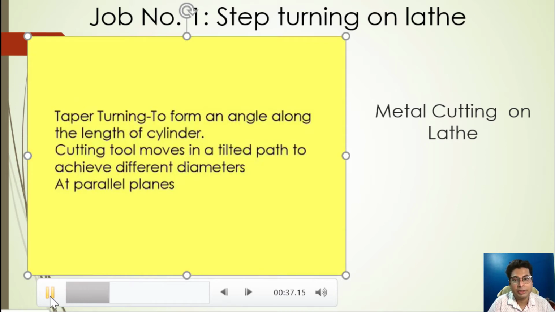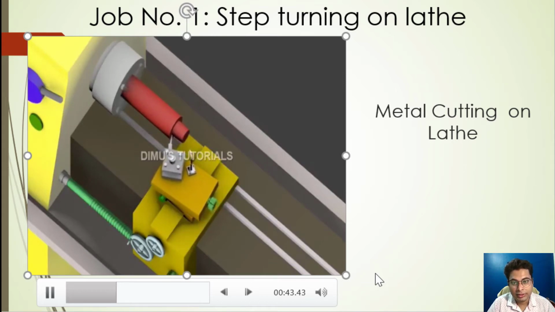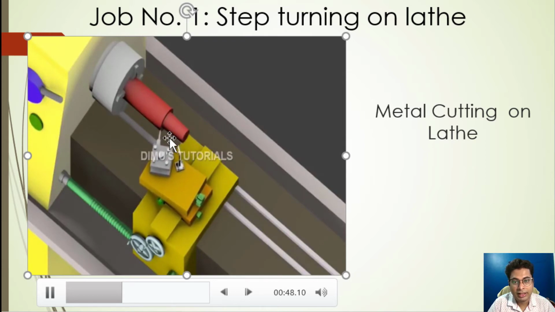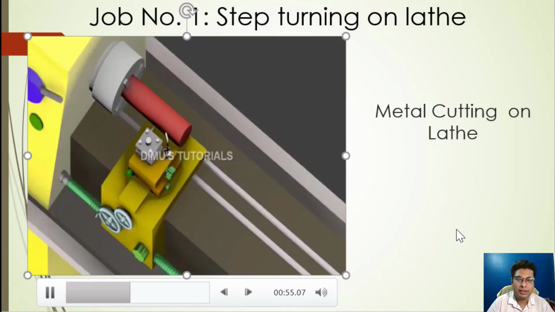Then taper turning to form an angle along the length of the cylinder. Okay, so let us see how this is performed. See, this is taper turning. See, the edge is tapered, is having an angle. It is not straight turning operation. Okay. Then parting off. After you have finished producing a particular workpiece, you generally cut off that part from the shaft or the rod. That is known as parting off operation.